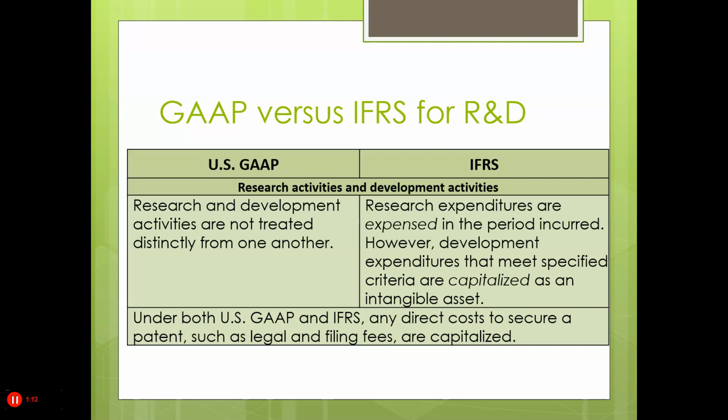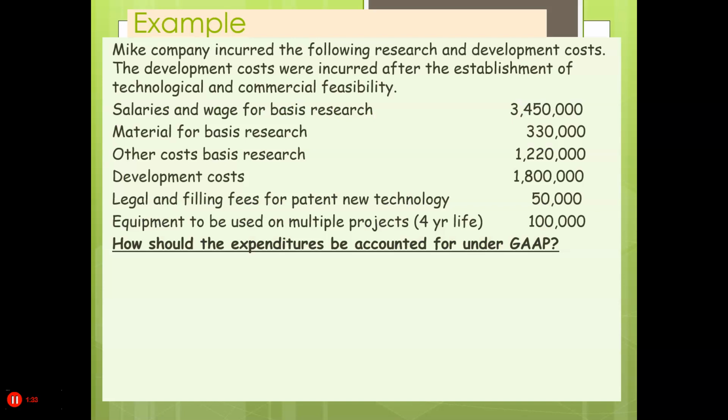Now, research and development activities, we again have to expense both. We don't separate them out, but under the international standard, they do. But both GAAP and the international standard say that direct costs to secure a patent, such as legal and filing fees, can be capitalized. So let's take a look at an example. So here we have Mike's company. They have salaries. We have three items that are basic research. Then we have development costs. We have legal fees. And we have equipment that has multiple uses in a 4-year life.